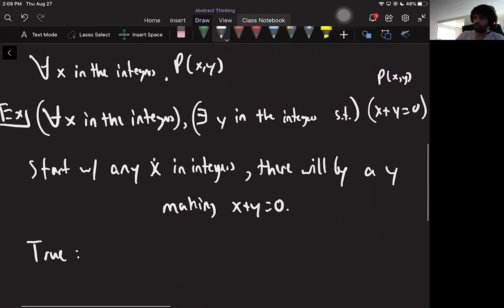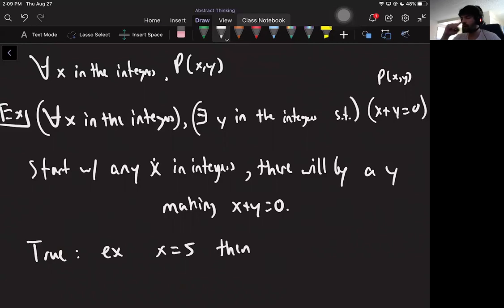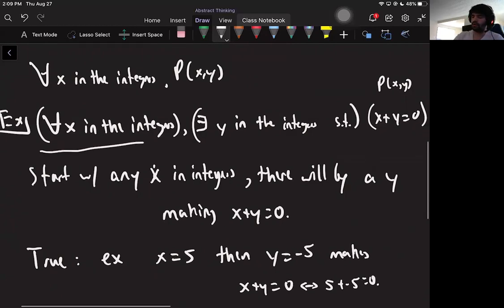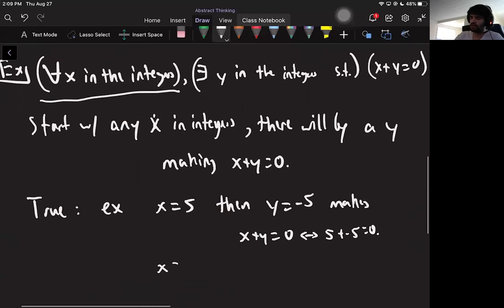So for example, this doesn't prove it's true because it's just an example. If x equals 5, then does there exist a y that makes x plus y equals 0? Yes. Then y equals -5 makes x plus y be 0, because you get 5 plus -5 equals 0. And so this statement is saying that this will always work no matter what x you start with. And it will. So if I start with 6, then I'll just use y equals -6. That also exists in the integers.